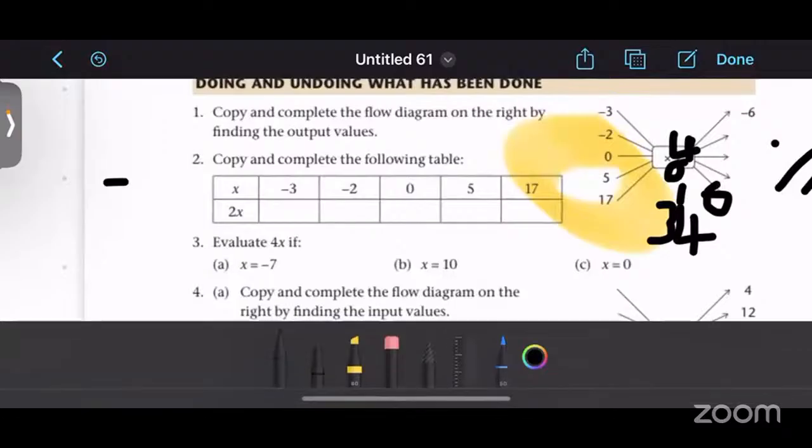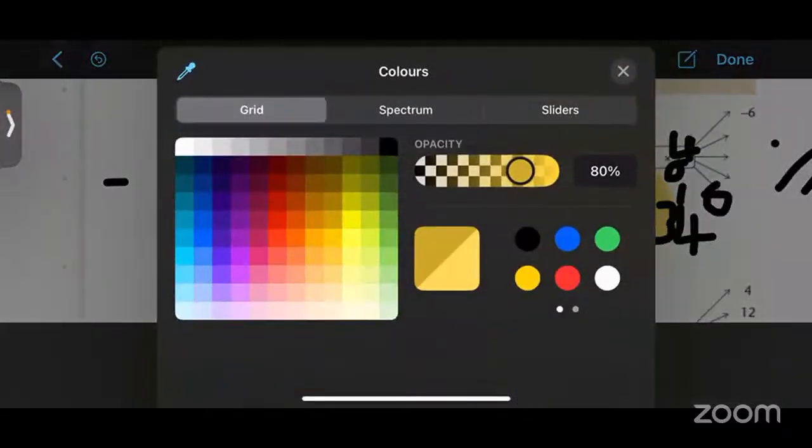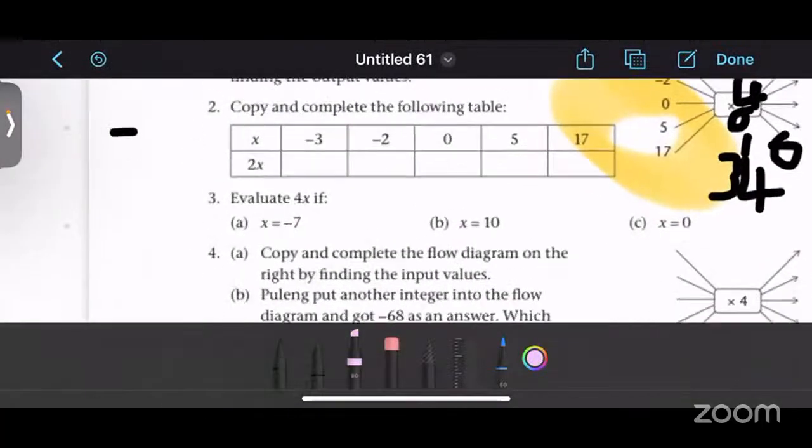Sorry, where's my pad? Okay, let me just use my favorite color.